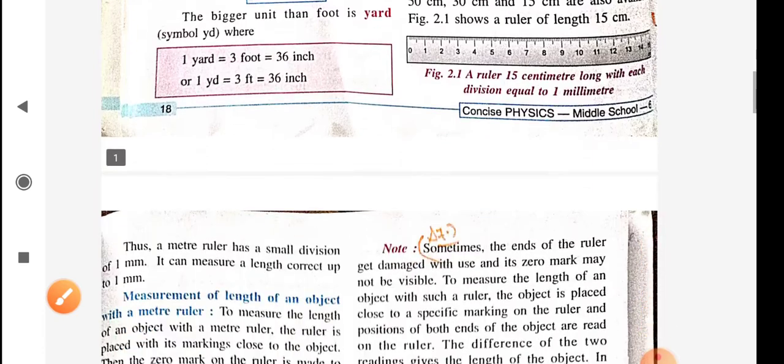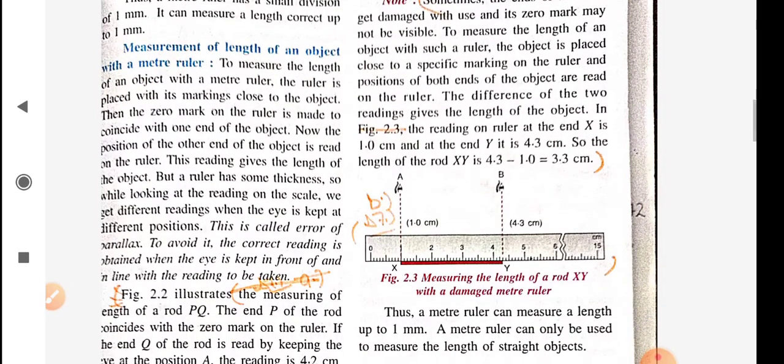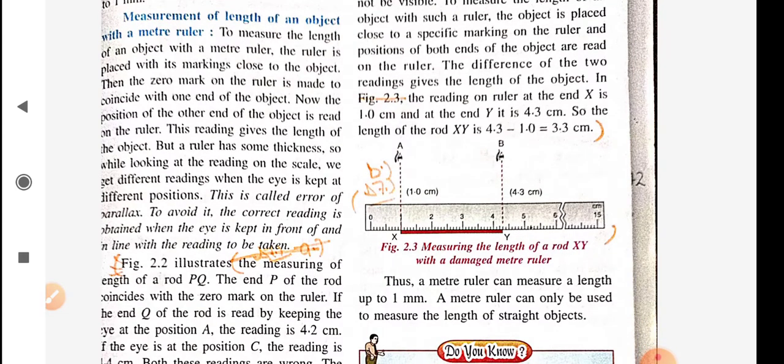Now next is the measurement of length of an object with a meter ruler. To measure the length of an object, the ruler is placed with its marking close to the object. Then the zero mark on the ruler is made to coincide with one end of the object. Now the position of the other end of the object is read on the ruler. This reading gives the length of the object, but our ruler has some thickness.